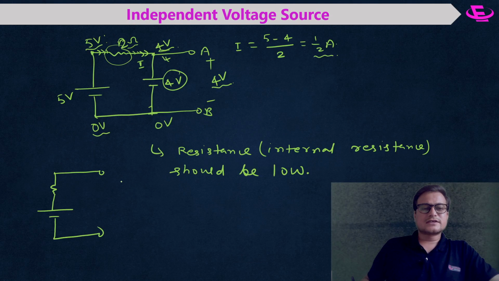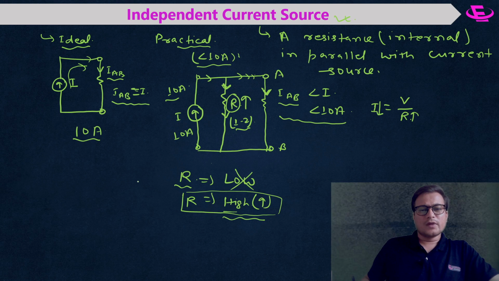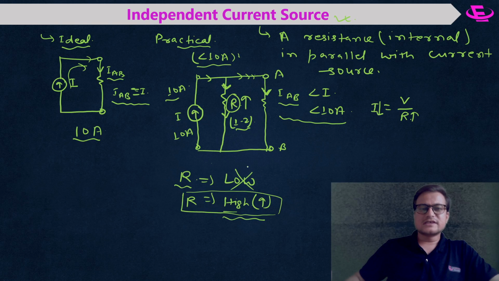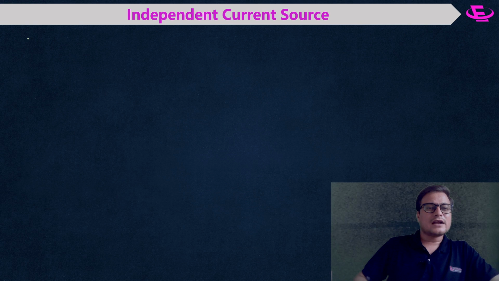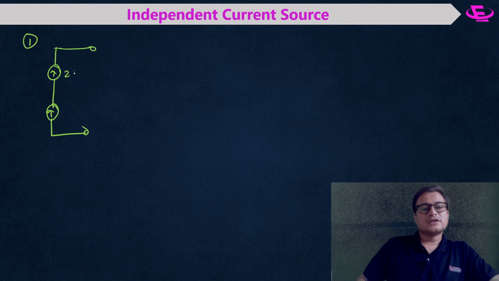So next, let us go to independent current sources, ideal and practical. Again let us take 4 different circuits. In the first circuit I am taking 2 current sources in series. One is 2 ampere, one is 4 ampere.